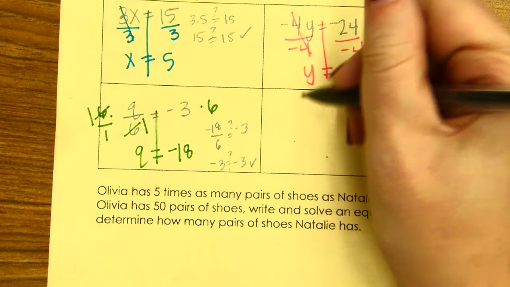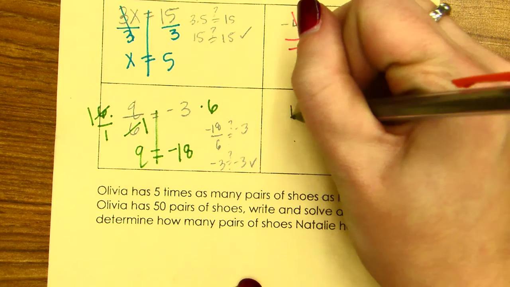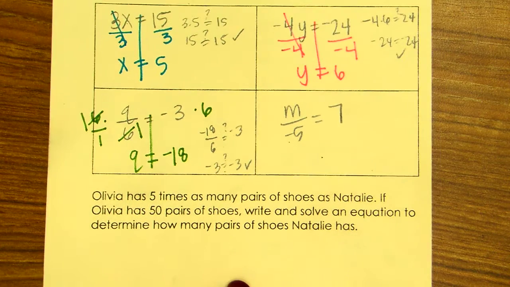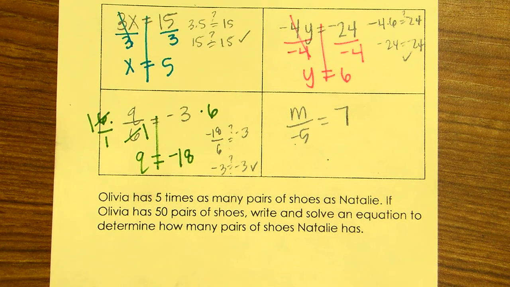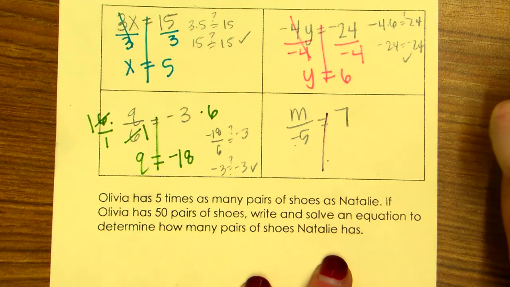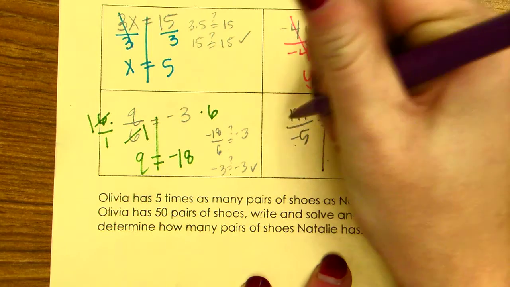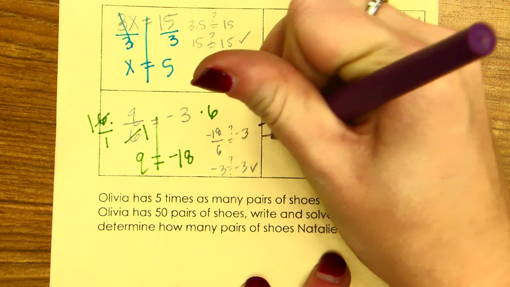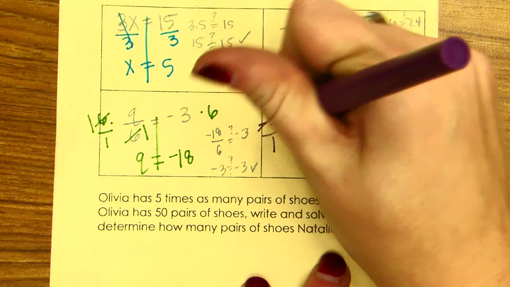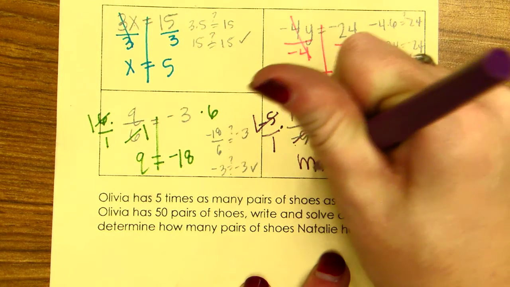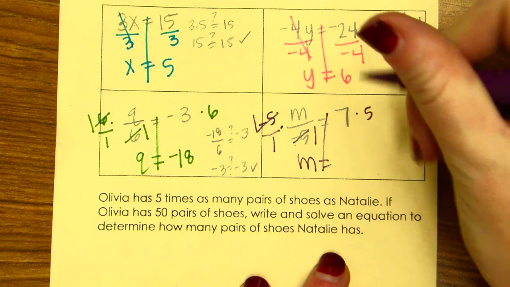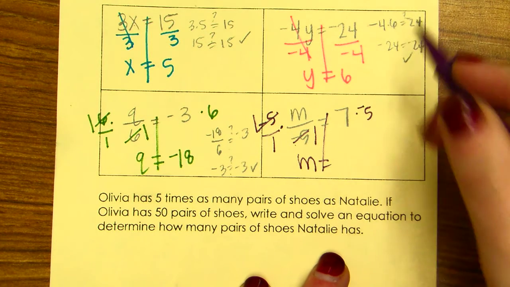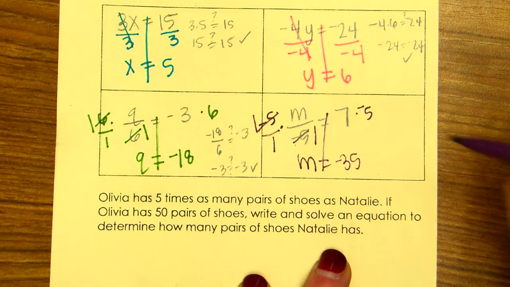Okay, our last one is going to be, let's do m over negative 5 equals 7. And I'll draw my line down the equal sign. The opposite of dividing by negative 5 is multiplying by negative 5. And I'll turn that into a fraction, and I can cross cancel here and here, so I have 1m equals, if I multiply by negative 5 on this side, I need to multiply by negative 5 on this side. 7 times negative 5 is negative 35.